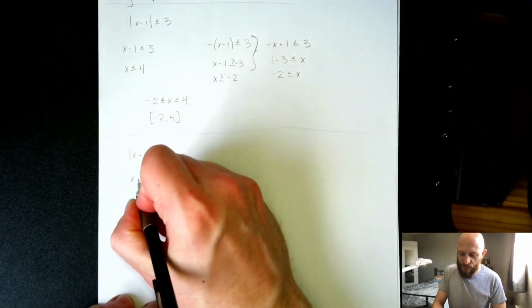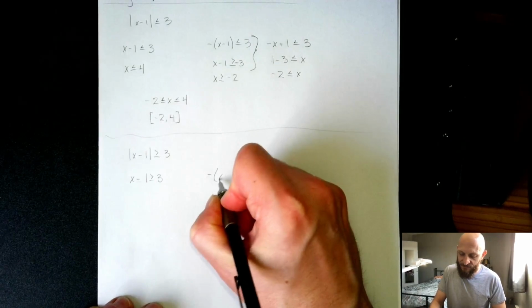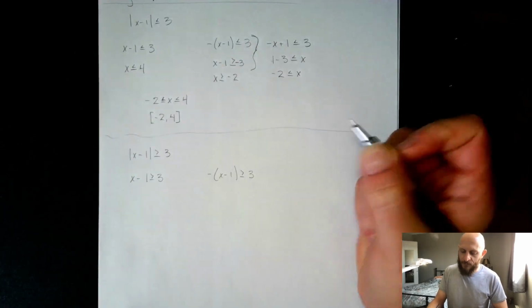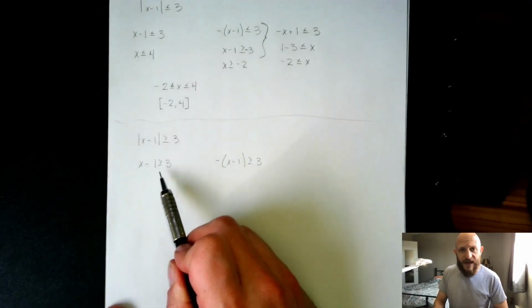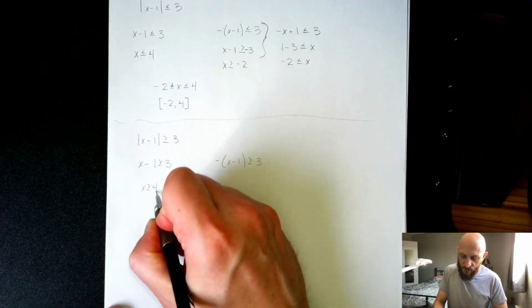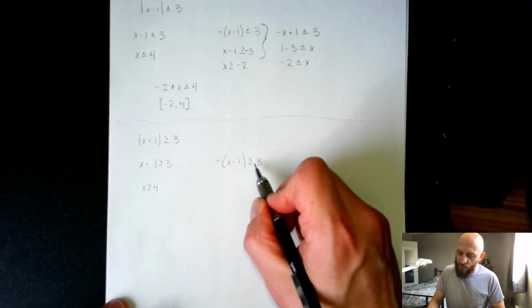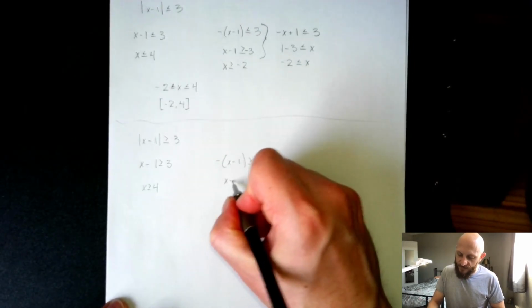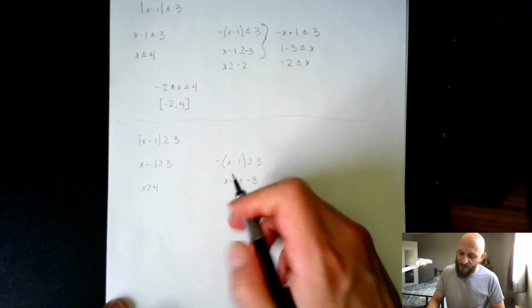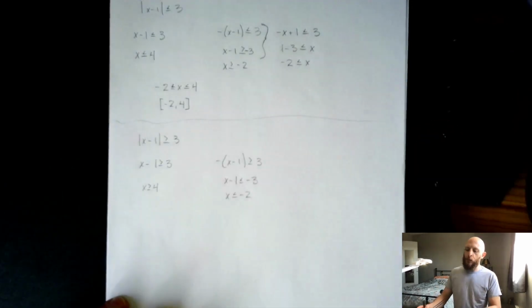Well, it breaks into the 2 equations. x minus 1 is greater than or equal to 3, and negative quantity x minus 1 is greater than or equal to 3. In this left equation, just add 1 to each side, so x is greater than or equal to 4. On the right, again, we divide by negative 1, which flips this sign, so it becomes x minus 1 is less than or equal to negative 3, and then adding 1 to each side, x is less than or equal to negative 2.